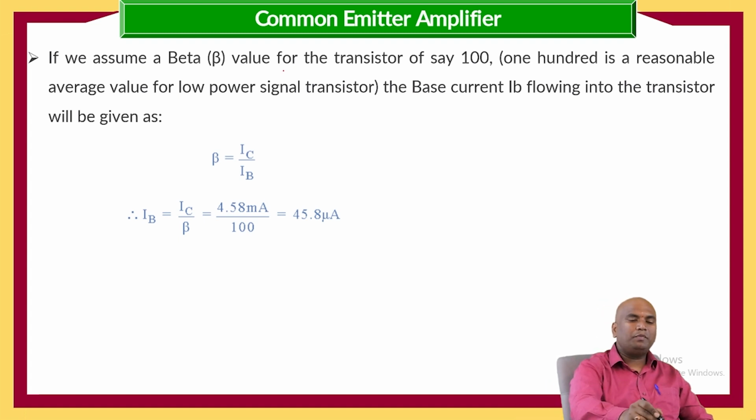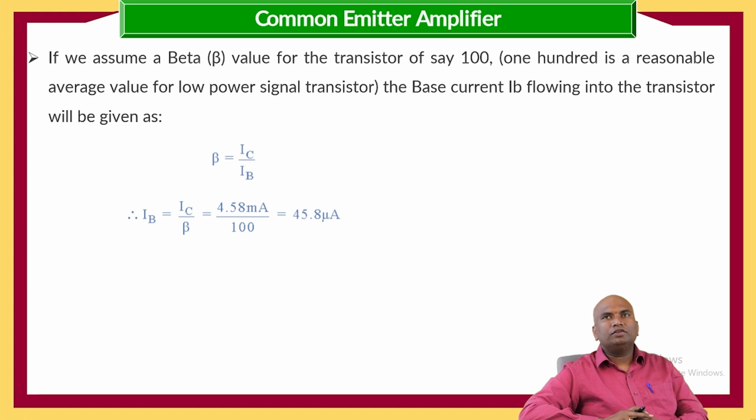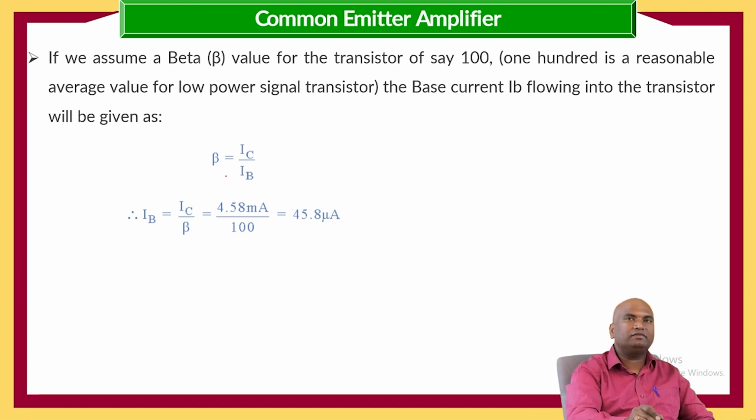Here we assume the beta value for a transistor of about 100, because 100 is a reasonable average value for a low power signal transistor. So the base current IB flowing into the transistor will be given as, where beta equals IC by IB, IB equals IC by beta, which equals 4.58 milliamperes by 100, that is equal to 45.8 microamperes.